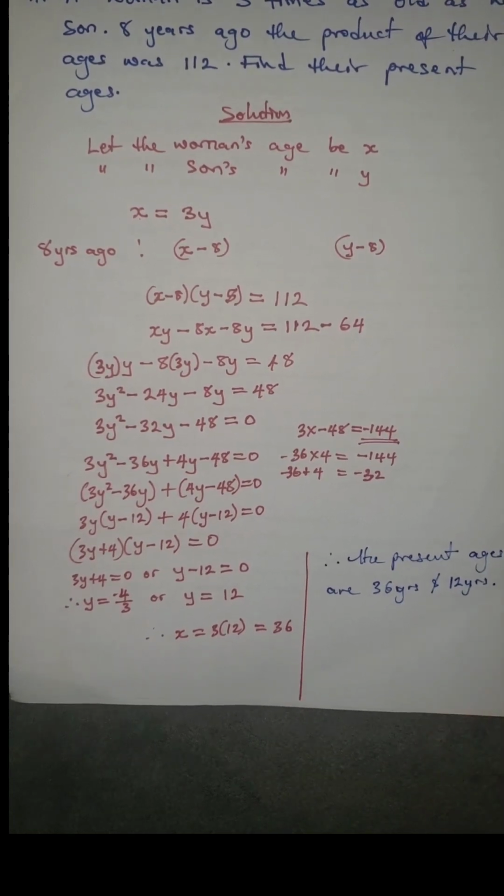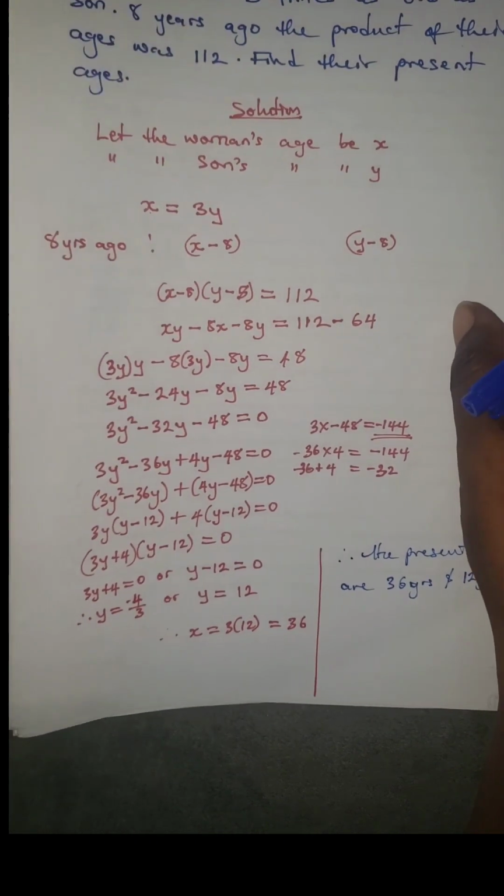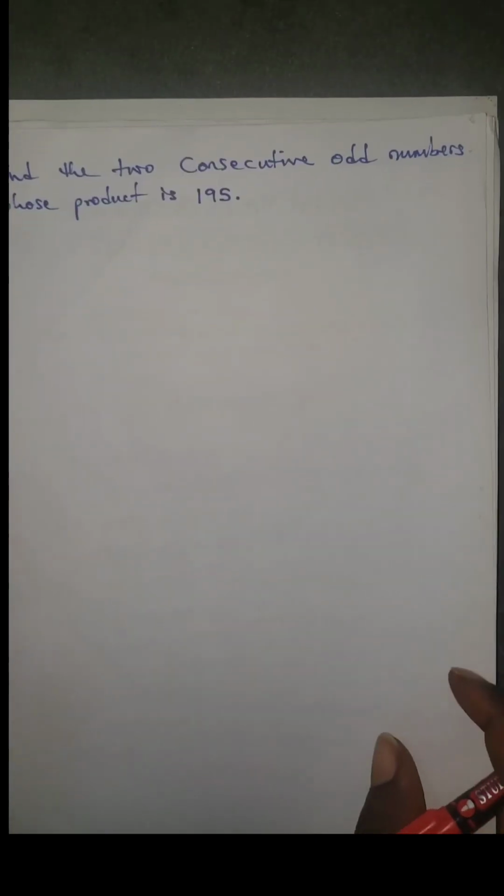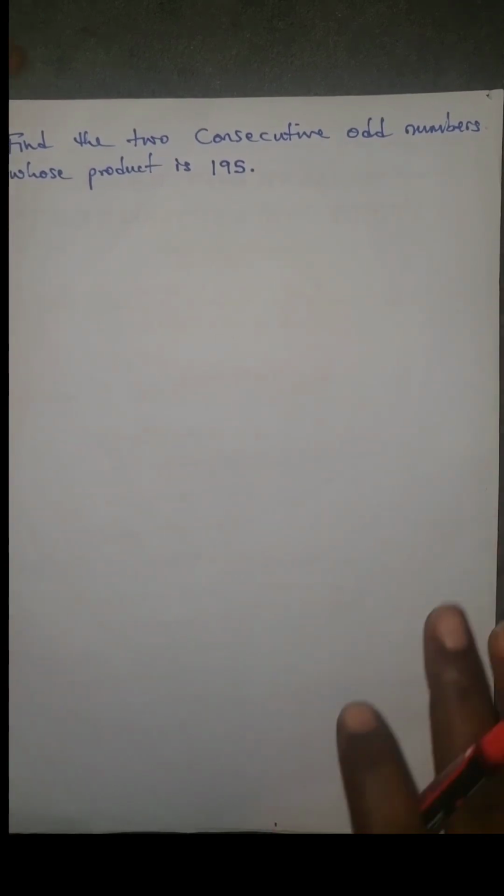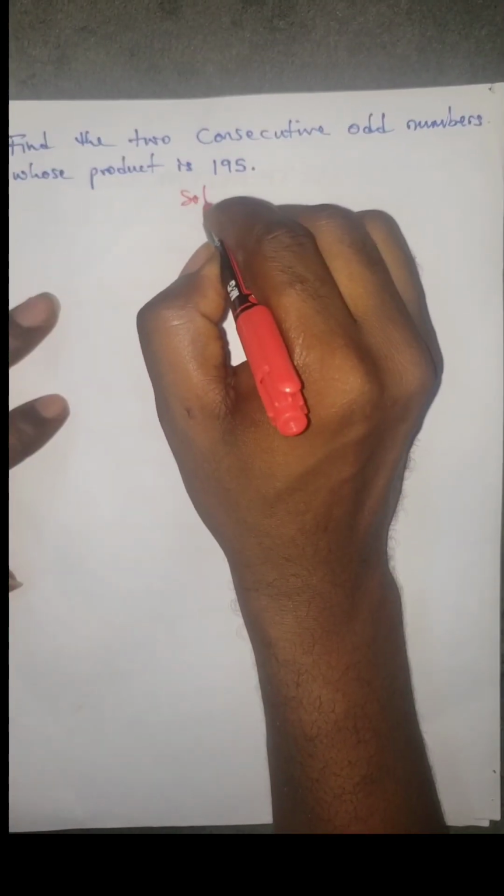So let's go to the last question for this class. This problem is talking about consecutive numbers. Now, consecutive numbers are numbers that follow each other. So if we are talking about consecutive numbers, we say that they just increase by 1, whereas if we are talking about consecutive odd or even numbers, then they increase by 2. So let's have our solution.